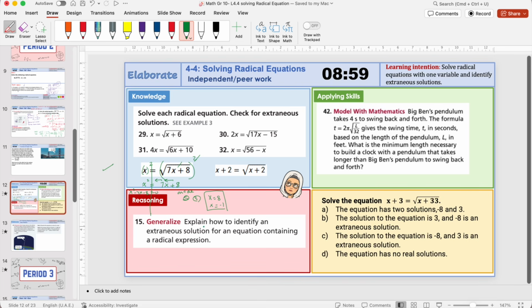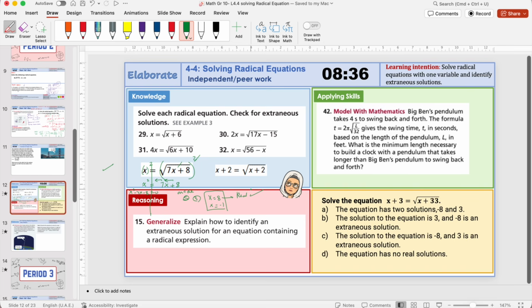Does it end here? No, you have to check extraneous solutions. So if you plug 8 back in the equation, by the way, I'll do the checking very quickly here. So let's check 8, 7 times 8 plus 8. Is it equal to 8? Yep. This is a real solution.